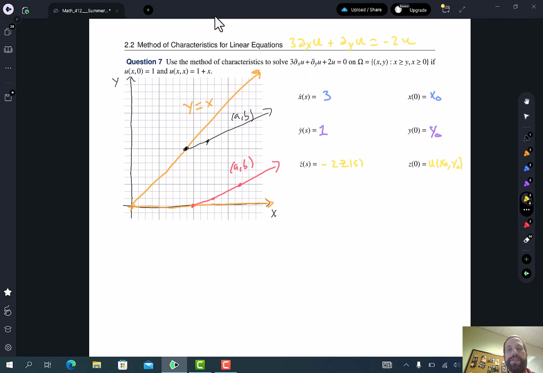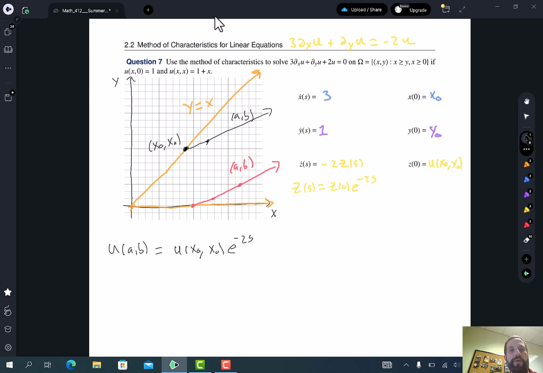So z dot is equal to minus 2z. This gives us z of s is equal to z of 0 e to the minus 2s. Now let me do the top part first. If I'm on this black line, and AB is an arbitrary point, and this point right here we'll call x naught, because on that line, y is equal to x. So u of AB is going to be equal to z of 0, which is u of x naught, e to the minus 2s.